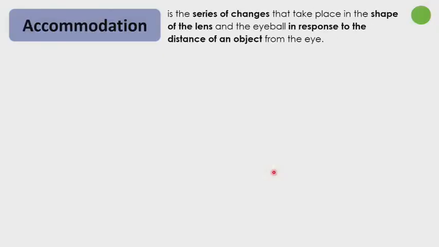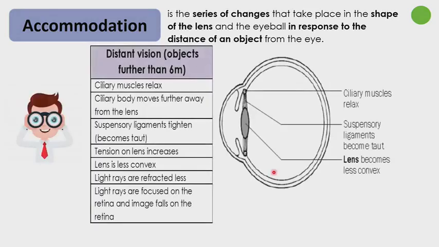So if we run through the process of accommodation, if we go to our presentation quickly, we can see, if we start off, accommodation is a series of changes that takes place in the shape of the lens and the eyeball in response to the distance of an object from the eye. So that is the definition of it. We're going to start with distant vision quickly.